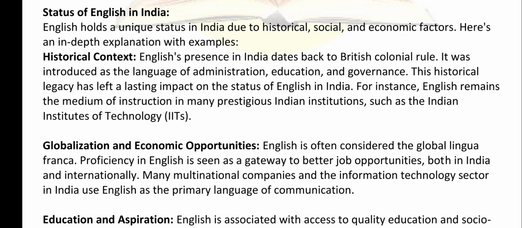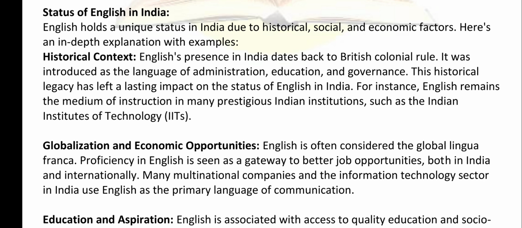So let us see the historical context. What is the effect of English in a historical context? English presence in India dates back to British colonial rule. So English language speaking, working in English, English everywhere, started when? It started when the British came to India and colonized here, right? It was introduced as a language of administration, education, and governance. So what did the British government do? They introduced the English language for administration purposes, in the process of teaching and learning, and in official and government-related work. This historical legacy has left a lasting impact on the status of English in India.